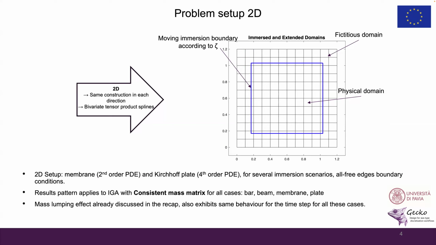The same divergence behavior of the maximum eigenfrequency with a consistent mass matrix is confirmed for all 4 cases in 1D and 2D and both second and fourth order equations. The beneficial effect of mass lumping, restricting the maximum eigenfrequency and consequently allowing for larger stable time steps, also applies across all these cases.